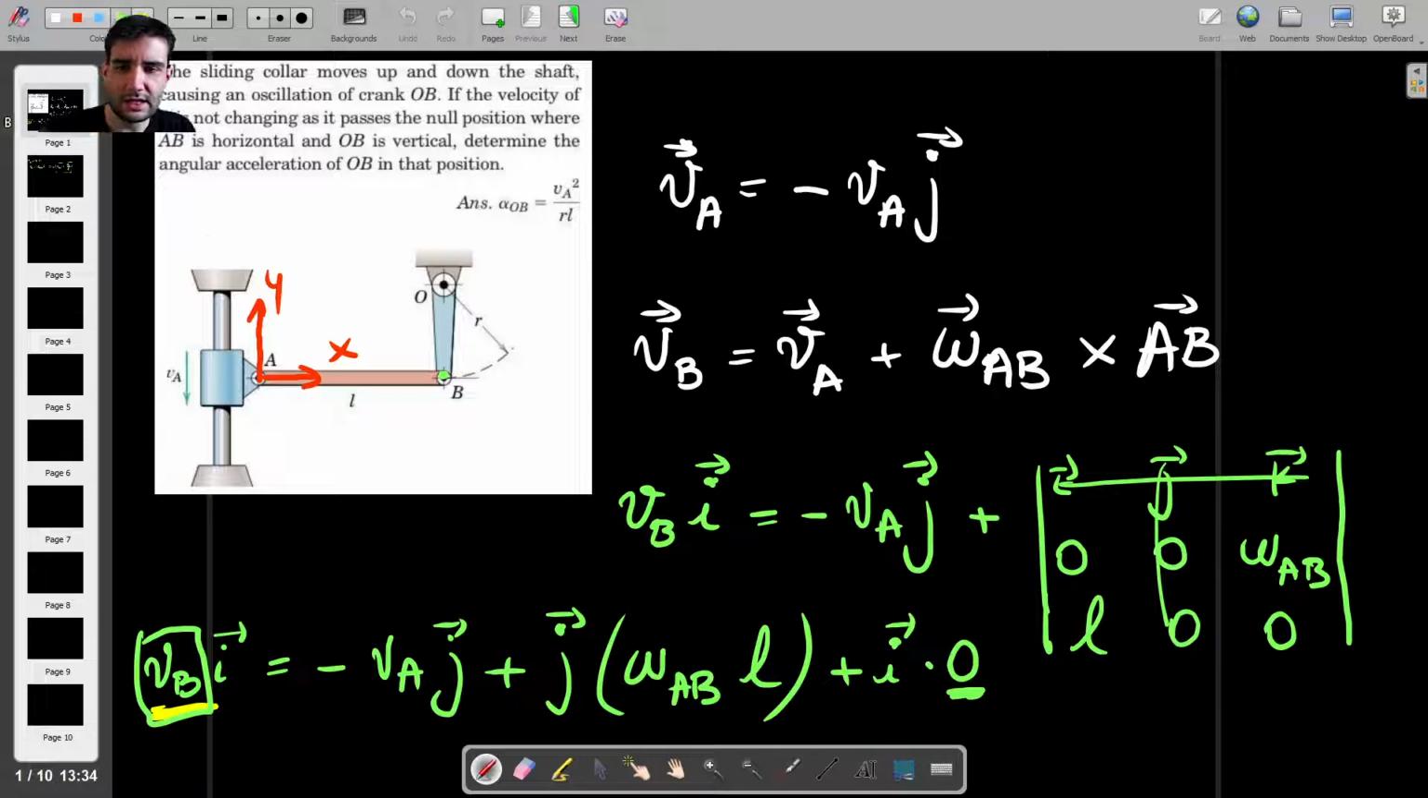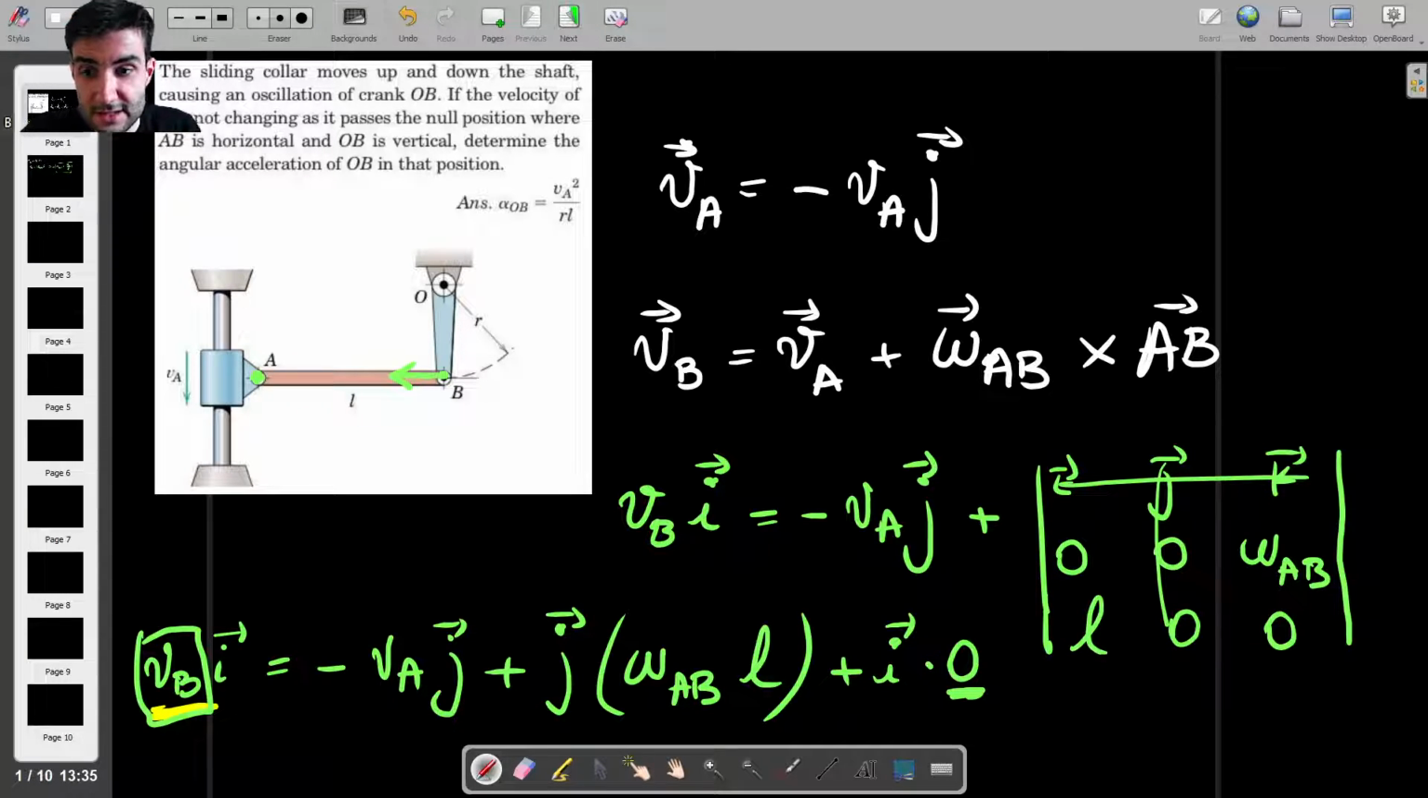So this is telling us that while the AB link is purely horizontal, the velocity at B is null, right? And in a way that makes sense, because if you think about it, I'll erase this for a second. B can only move to the left or to the right. So B can only move in the x direction as long as OB is purely vertical, right? But in this moment, this end A of the link is purely moving downward. So this point here does not have any horizontal component of the velocity.